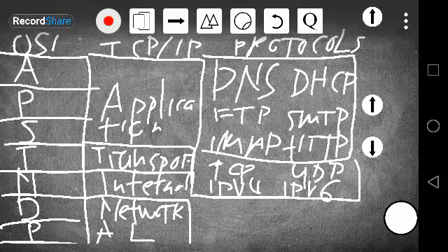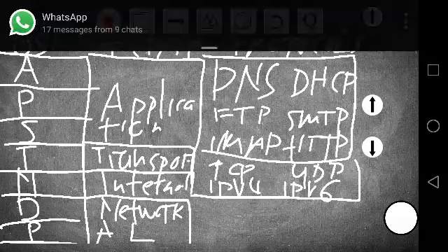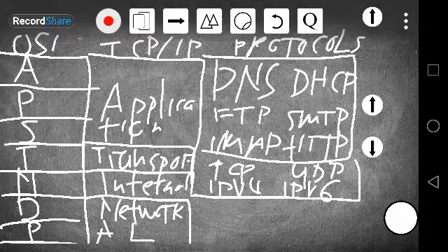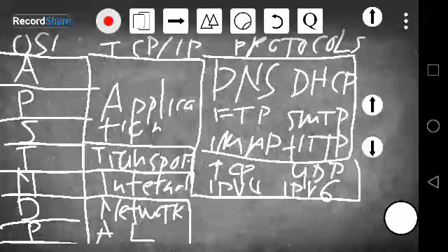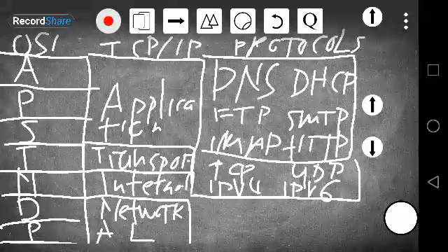This ensures that if a packet cannot arrive, it will be resent. Okay? And the UDP is unreliable because if the packet cannot arrive, it is not resent using the UDP. And we have the IPv4. The internet layer will determine, are we using the IPv4 or the IPv6? Alright?